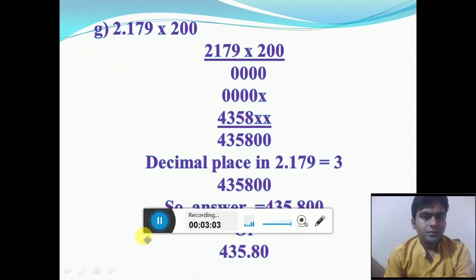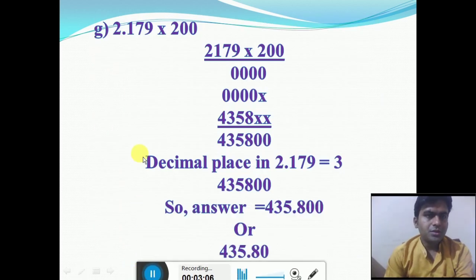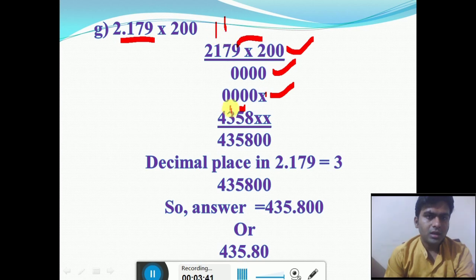Now next question, 3A, question number 1G, 2.179 into 200. Now what I told you, we just forget the decimal point and multiply the number. So 2179 into 200. When we multiply by 0, we will get 0 and cross, then 0. Now multiply the 2 with 9. 2 9s are 18, carry over 1. 2 7s are 14 plus 1, 15, so I have written 5, carry over 1. Now 2 1s are 2 plus 1, 3, so I wrote 3. Now no carry. 2 2s are 4, so I wrote 4.